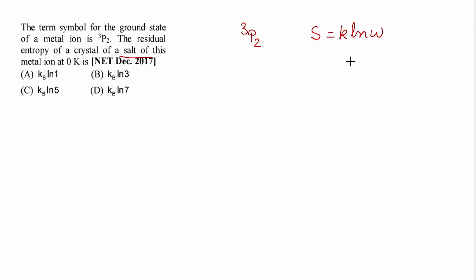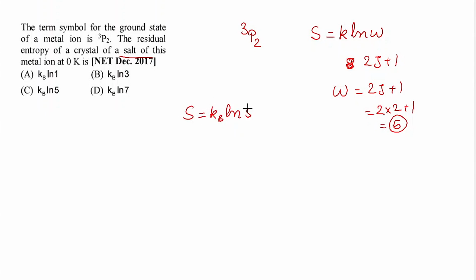over here it will be equal to, as the term symbol is given, so we know that degeneracy we have 2J plus 1. So over here W will be equal to 2J plus 1, and this is the J value, so this is 2 into 2 plus 1, so that will be 5. So W will be 5, and hence we will have S is equal to k_B ln 5. Very simple problem, and C is the correct answer.